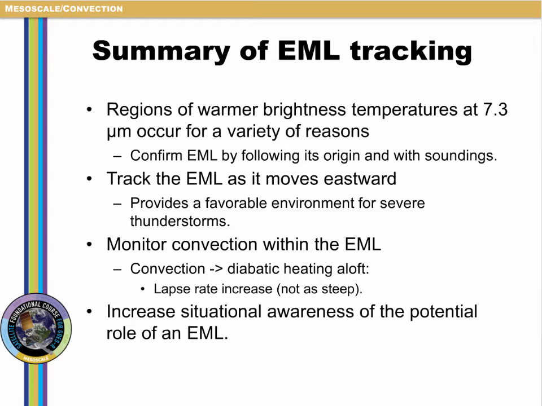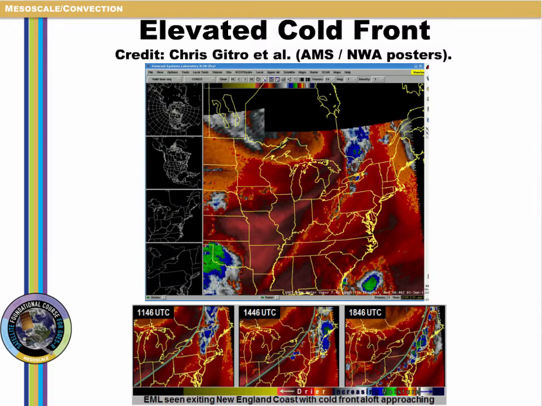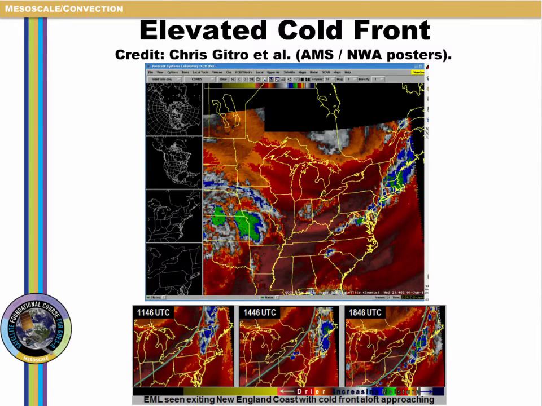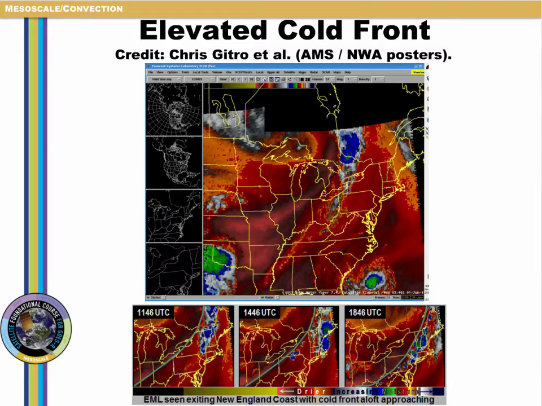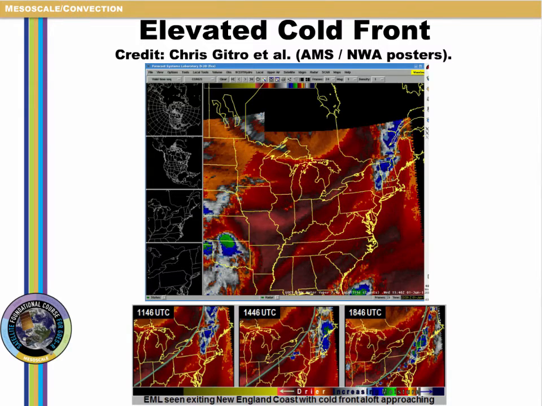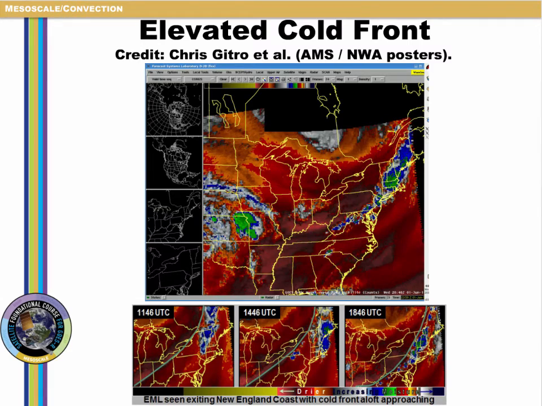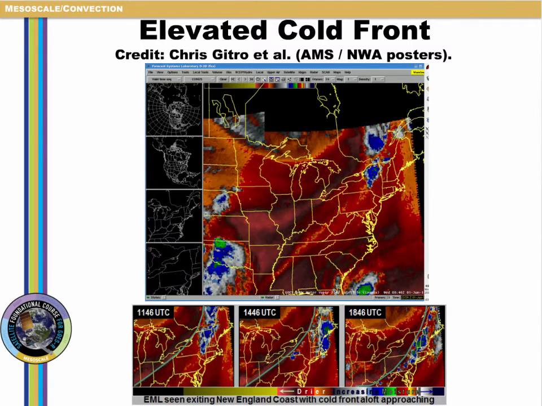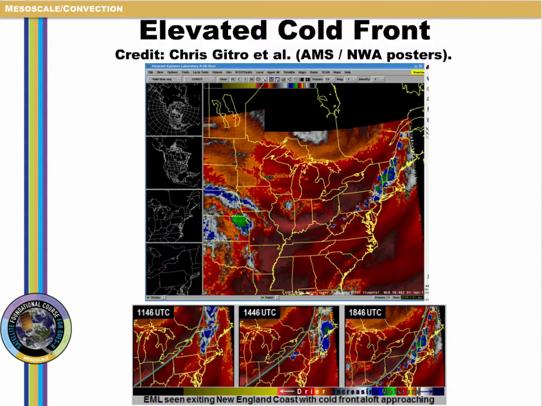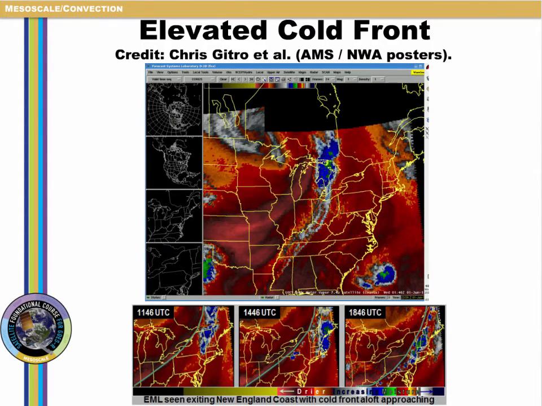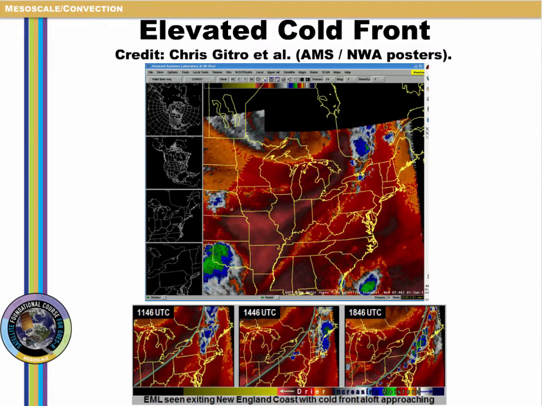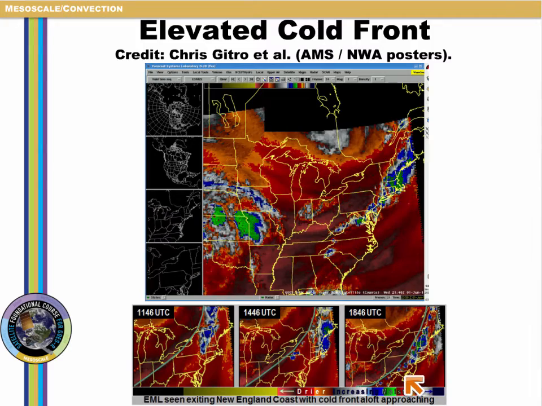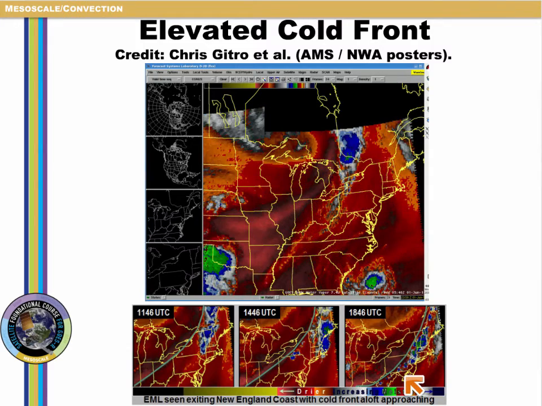Chris Gitro from the Pleasant Hill, Missouri WFO has looked into using the GOES sounder 7.4 micron band to identify elevated cold fronts. These can be important to track as they provide a source of lift for thunderstorm development. In this case, from June 2011, an elevated cold front could be tracked in the GOES sounder 7.4 micron band as the leading edge of a line of warmer brightness temperatures. We see the eastward progression of the elevated cold front labeled on the images on the bottom.